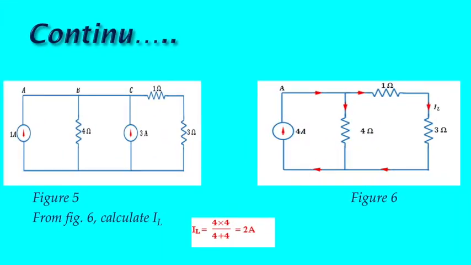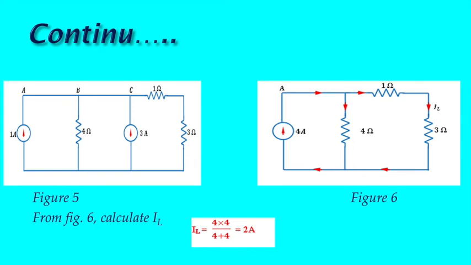Add the 2 ohm resistance; it will be 4 ohm, which is in parallel with the current source as in figure 5. Now let's consider 3 different nodes A, B and C. Now we are having figure 6. Both the currents are unidirectional.